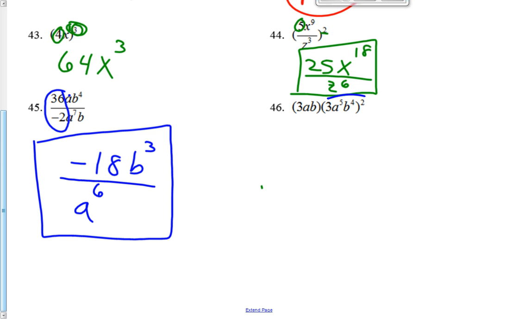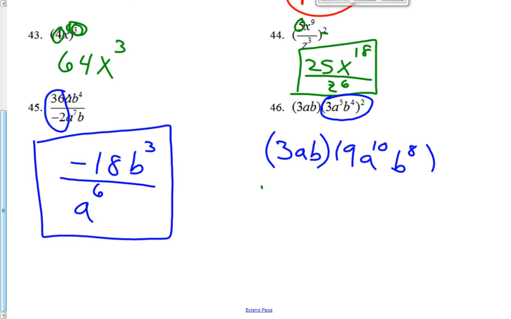46, we're first going to do this operation where we're going to square 3a to the fifth, b to the fourth. So this 3ab is still just going to hang out for a little bit. 3 squared is 9. A to the fifth squared, you'd multiply 5 times 2 and get a to the 10th. Multiply 4 times 2 and get b to the 8th. Now we're going to multiply that with the 3ab.